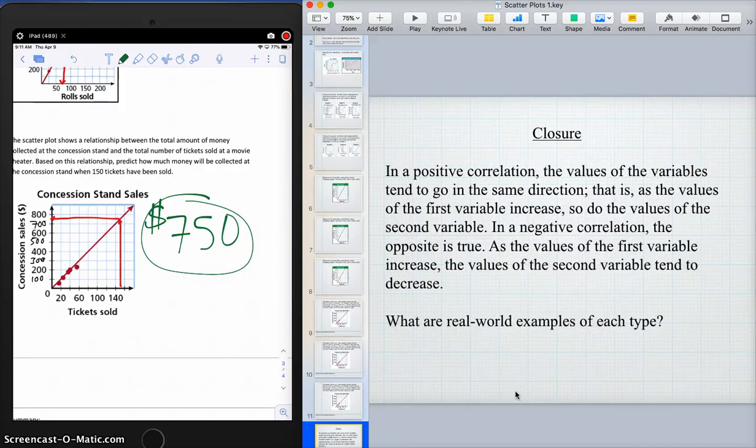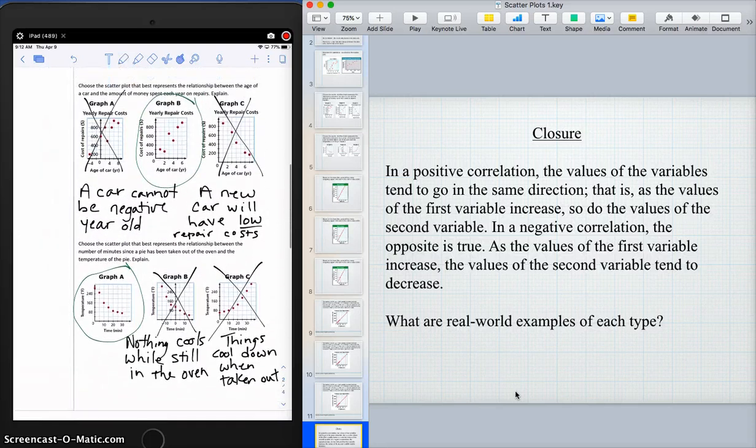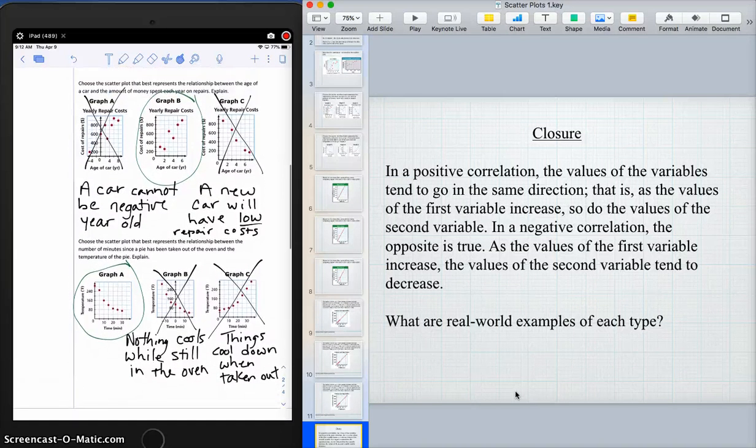So the big thing I want you to remember: in positive correlation, the values of the variables tend to go in the same direction. So if one increases, the other increases. In negative correlation, the opposite is true. As the values of the first variable increase, the second one decreases. And again, remember that's kind of like when we were looking up here. We have graph B is positive, graph C is negative. Here, graphs A and B are negative, where graph C was positive.